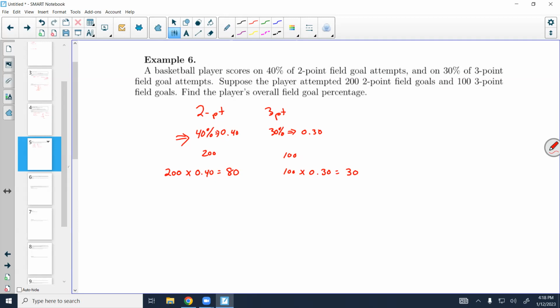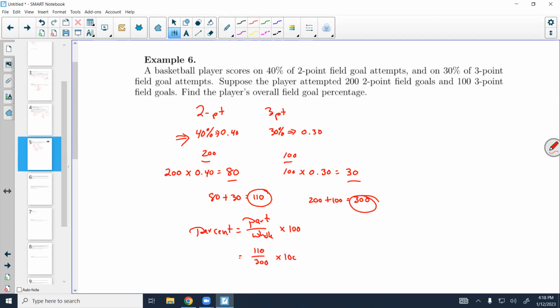So how many shots did they complete? Well, you have 80 plus 30, which is 110. How many shots did they take? 200 plus 100, which is 300. So what's the percentage? Percent is part over whole times 100, which is 110 over 300 times 100.